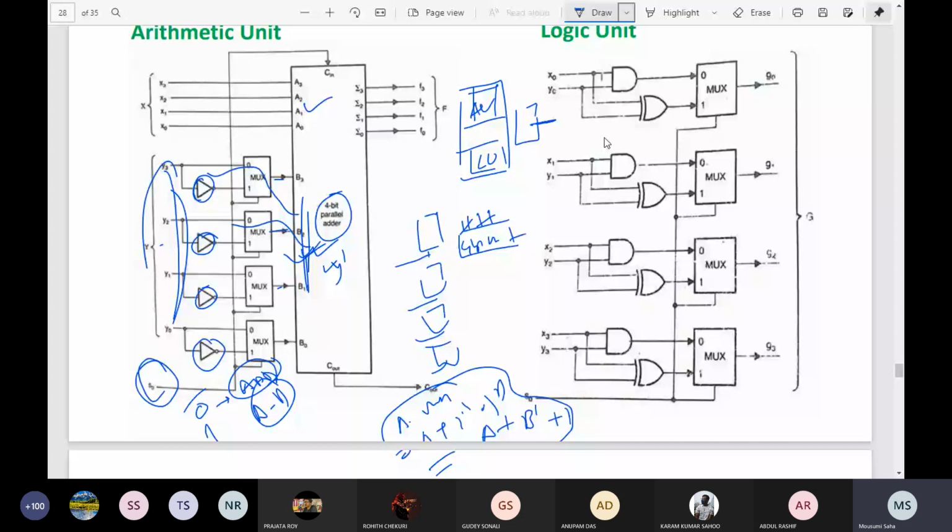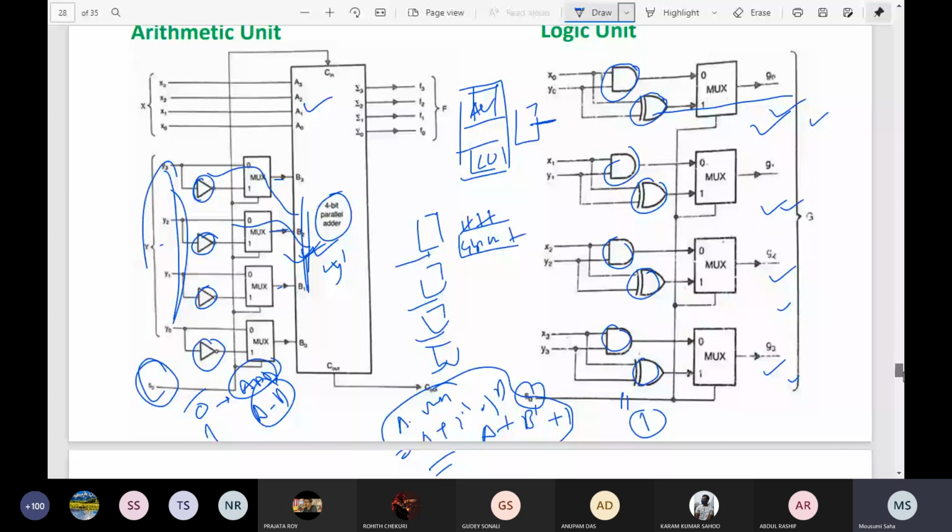And here for the logical unit, what has happened? It considered the 4-bit logical AND operation and the 4-bit logical exclusive OR operation. So it is controlled with the help of the S0 value. When S0 is 0, at that moment you have the 4-bit logical AND value. If it is 1, at that moment you will have the logical exclusive OR operation. Clear? So this is a very simple circuit, and see how it is merged.